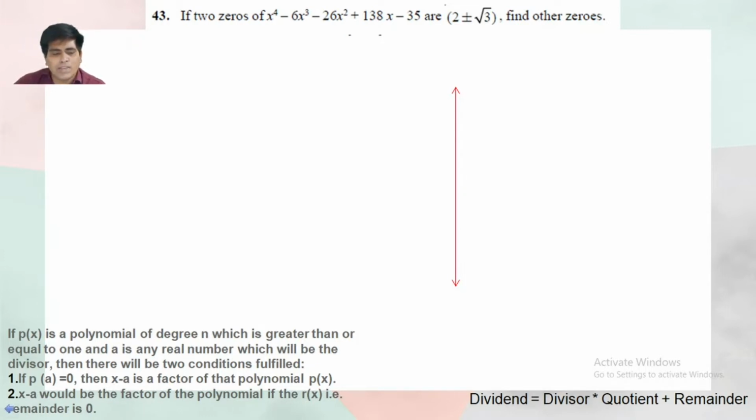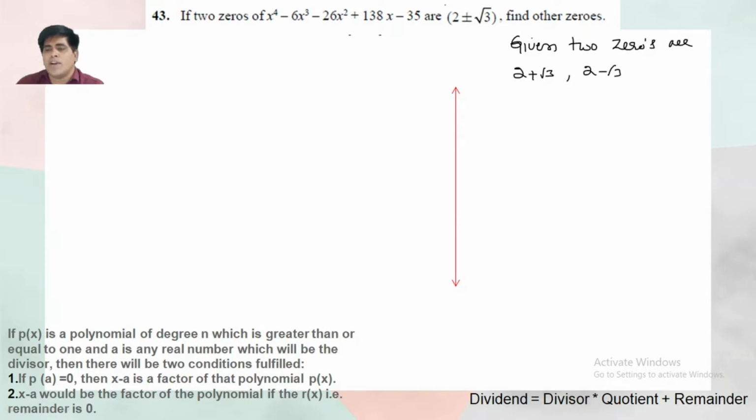So what he has given in the data, I will write in the data. Given, 2 zeros are: one is 2 plus root 3, the other one is 2 minus root 3. So these are the 2 zeros he has given. These 2 zeros we convert into the factors.